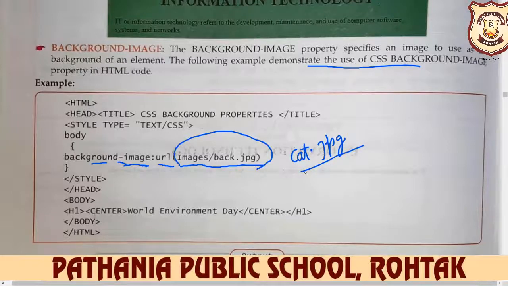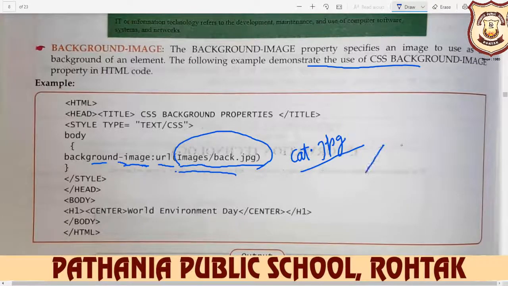But if my picture is in another location, then we write the complete path. How do we write the complete path? Everyone learn this point here. When you write the path, you use the forward slash.